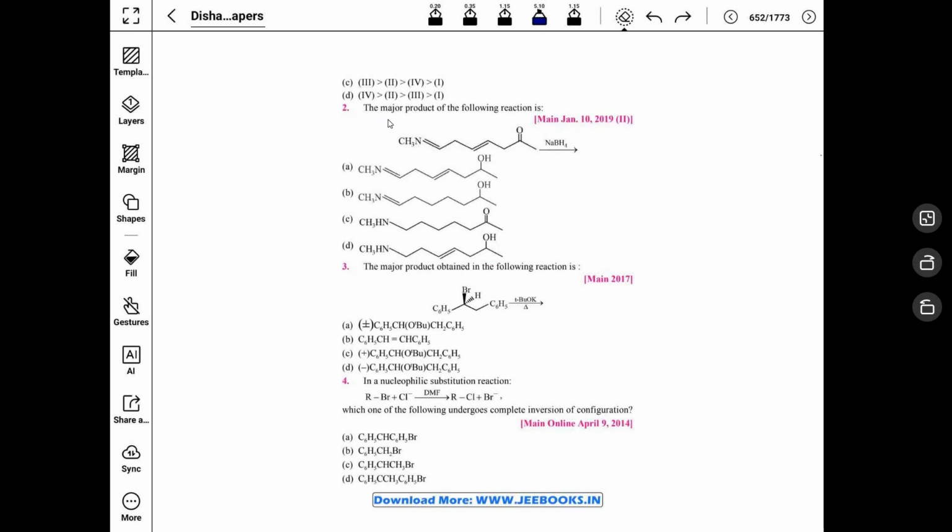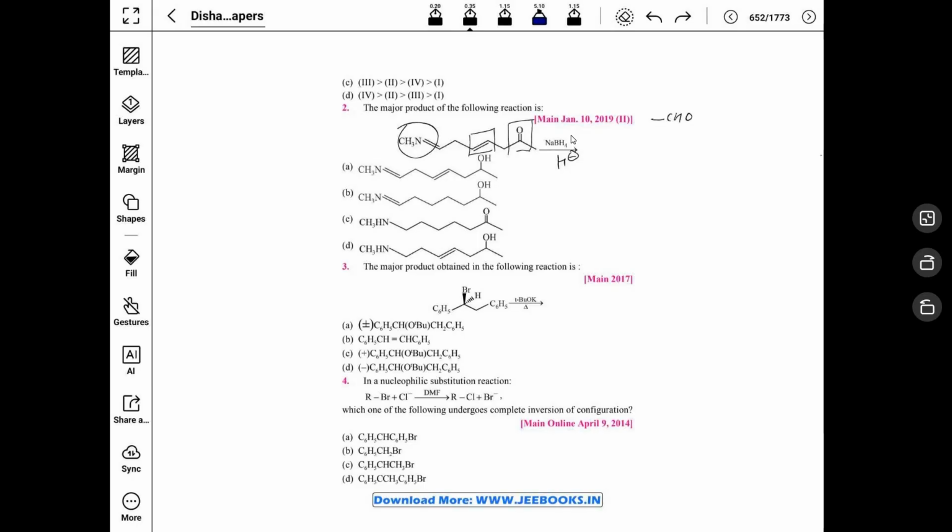Moving to question number 2, the major product of the following reaction. The given reaction has sodium borohydride, which is a reducing agent, and it can transfer hydride. So we have to understand that there are three reducible groups: ketone, double bond, and imine, and we should know the chemical reactivities of sodium borohydride.